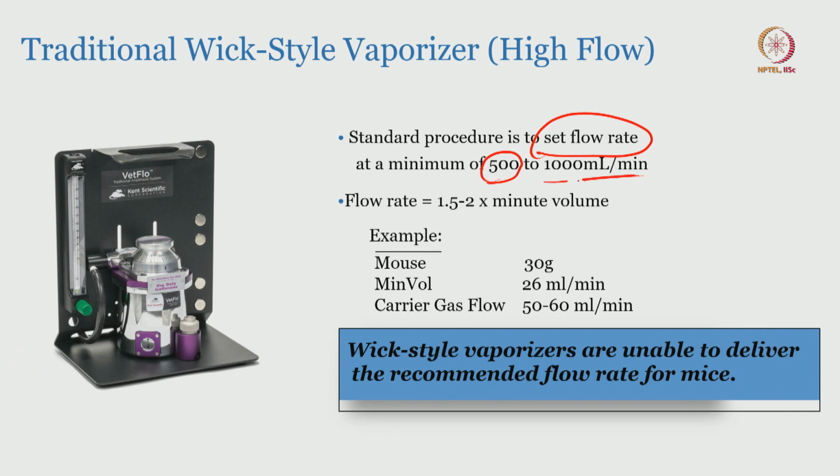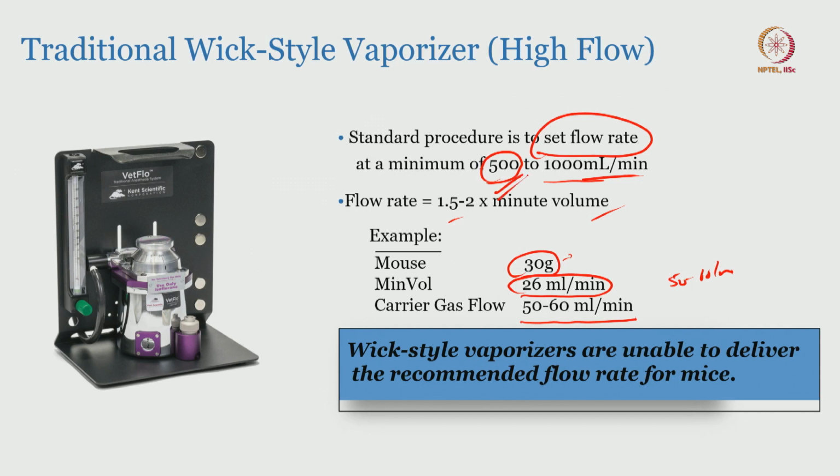The range is up to 1000 ml per minute, which is the flow rate, and the way it is calculated is 1.5 to 2 times the minute volume, which is calculated as per the body weight of the rat. For example, in a mouse which weighs around 30 grams, you need 26 ml per minute delivery, and approximately twice that would go for 50 to 60 ml per minute. All right. So when you look at the minimum rate in this high flow vaporizer, it is 500.